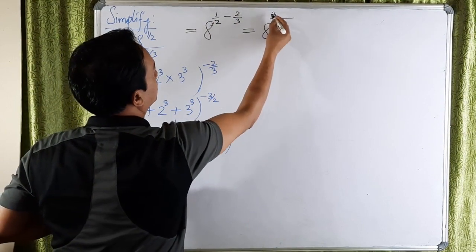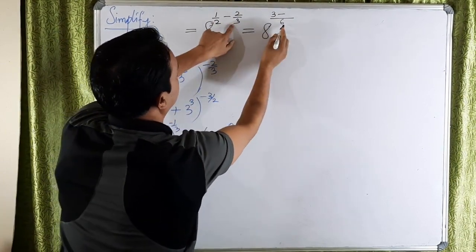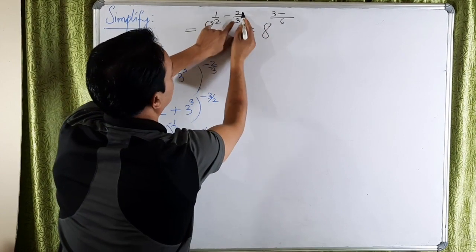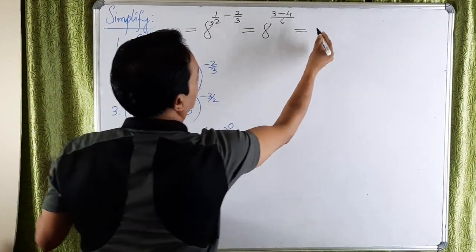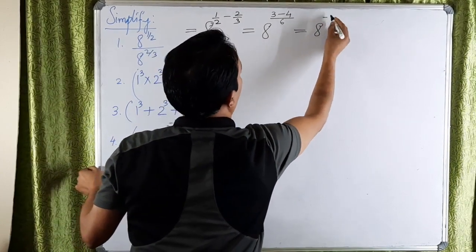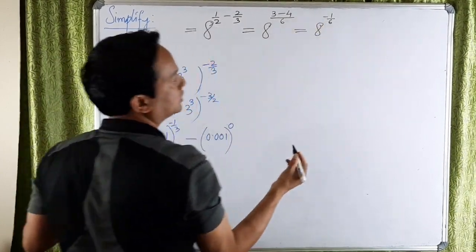1 into 3 will be 3, minus 3 2s are 6, so we are multiplying by 2, so here also we multiply by 2. 2 into 2 will make 4. That will be equal to 8 to the power minus 1 by 6.